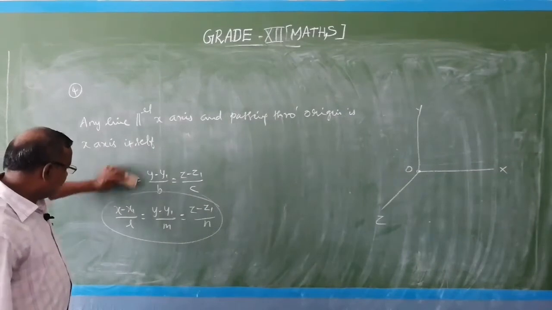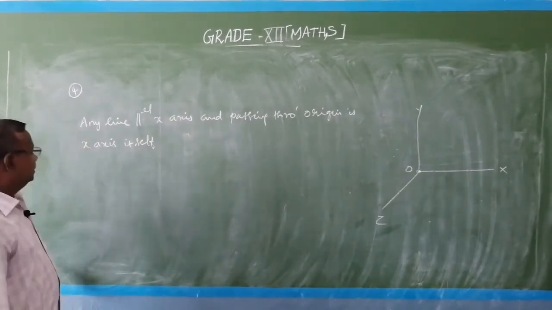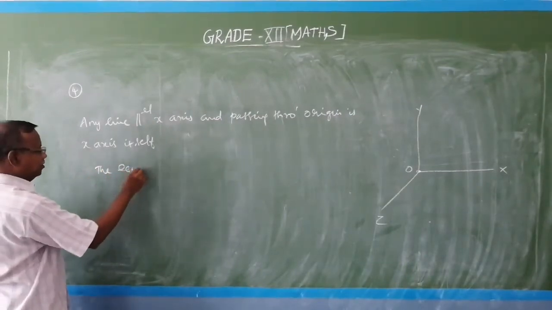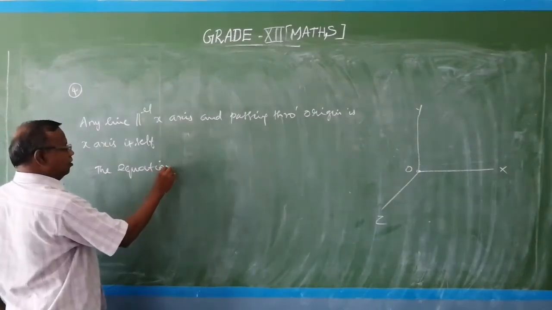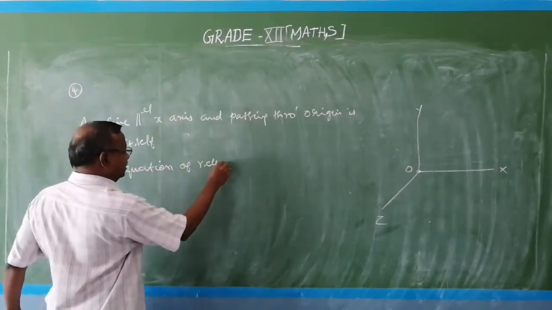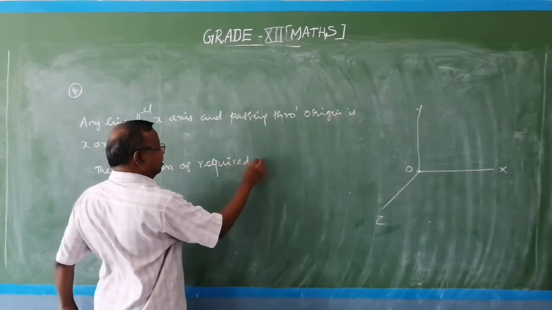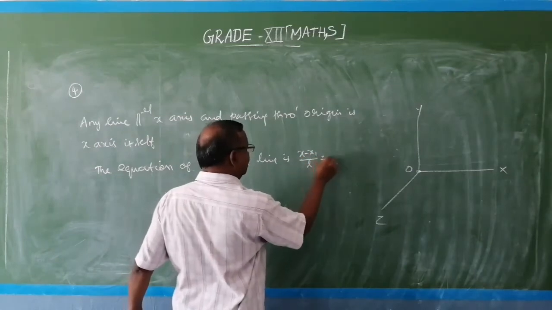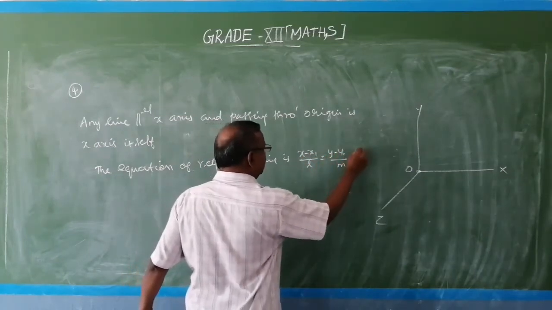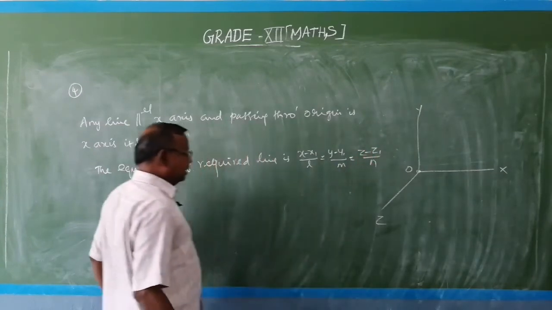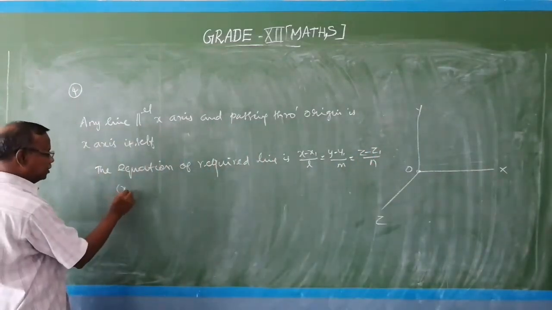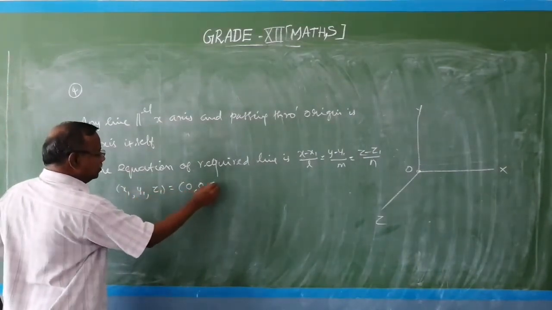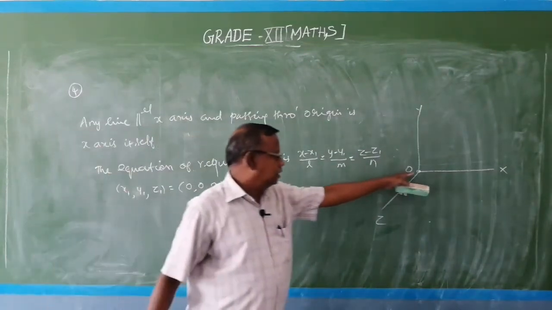Now, we know that the line passes through the origin itself, hence the equation of the required line is in the form of (x minus x1) by L equal to (y minus y1) by M equal to (z minus z1) by N. Here the point (x1, y1, z1) is (0, 0, 0) because the line passes through the origin, as given.